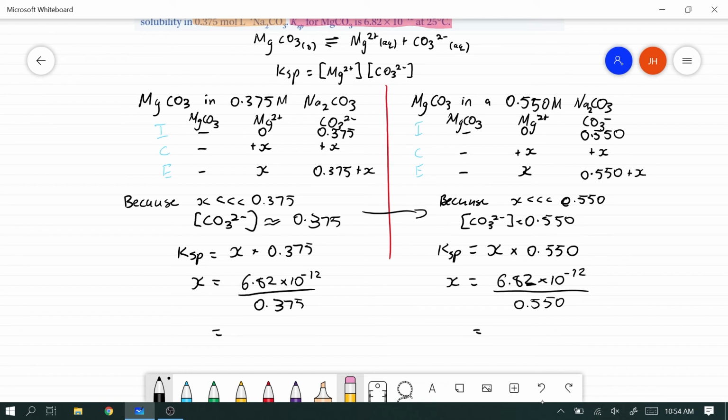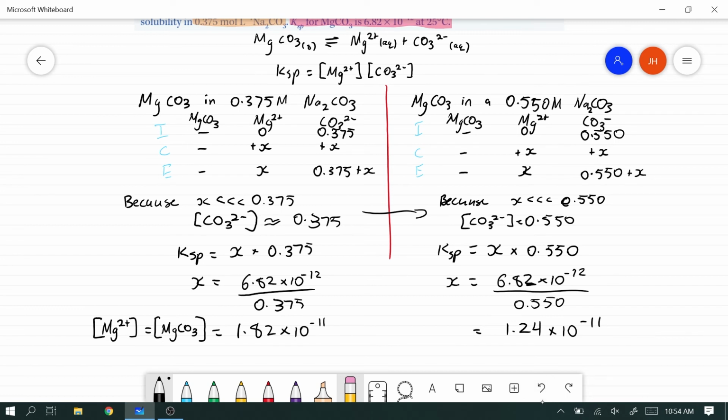So for our first problem, the answer is going to be 1.82 times 10 to the neg 11. And for the other one, 1.24 times 10 to the neg 11. So these X values represent the concentration of magnesium ions that will end up being in solution. Effectively, that means that that is going to be our concentration of magnesium carbonate. Now, I don't have to multiply this up or divide anything at all because the ratio of magnesium ions to magnesium carbonate units is 1:1.